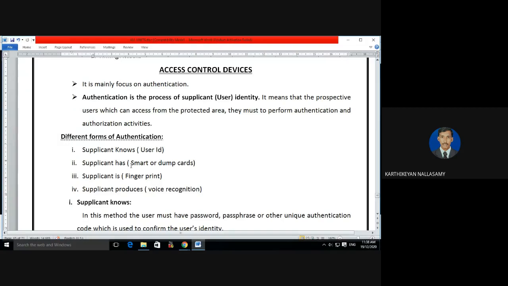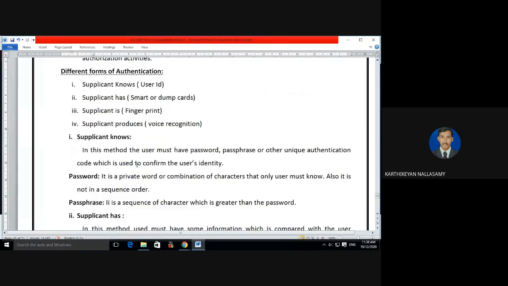With the help of a card, you scratch your card and you can enter. Also, whatever you have, that is called a fingerprint, and voice recognition, is produced by the supplicants. So these are the different possible ways that we are implementing supplicants.